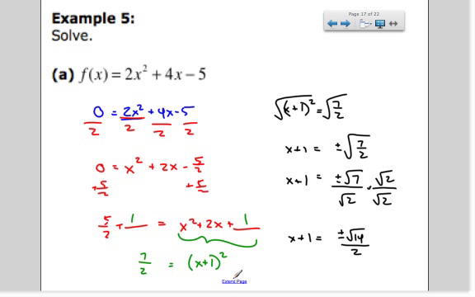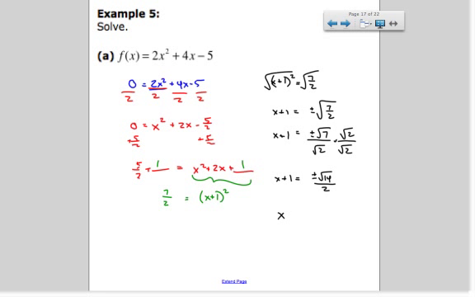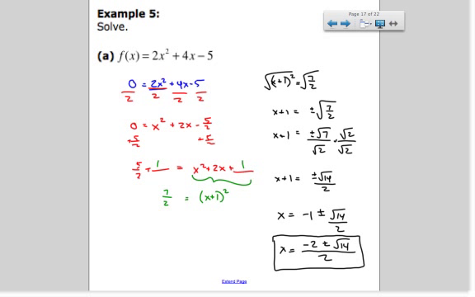And so I'm going to subtract 1 from both sides and get x = -1 ± √14 over 2. And in order to get this one to be in the same fraction, I'm going to go ahead and multiply this by 2 over 2. You can get (-2 ± √14) over 2. And that's as far as we can get it. Okay?